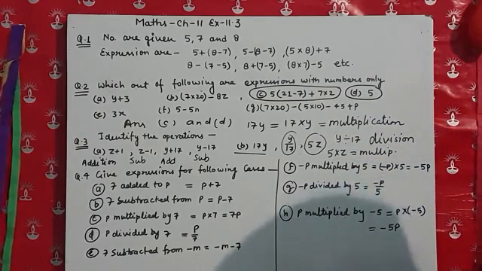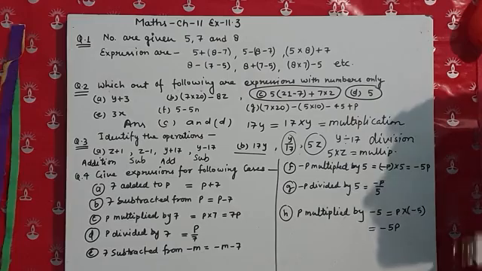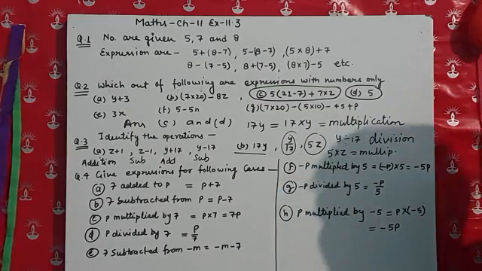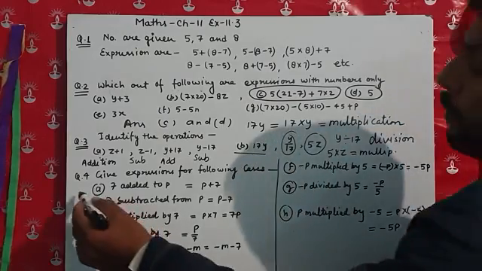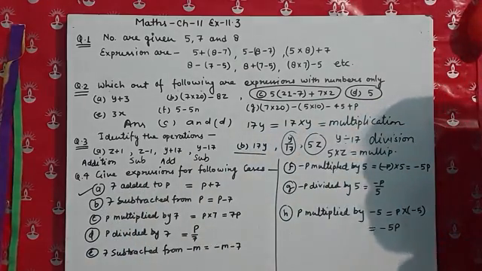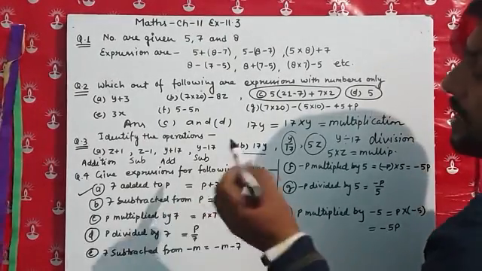Now guys, I'm going to the question number 4. In this question number 4, the question is saying give the expressions for the following cases. So here some cases are given and using these statements we have to write down the expression. In the first part, the question is saying 7 added to P. 7 added to P means we have to find the sum of both. So P plus 7, because 7 is added to P. So first we will write down P, then we will add 7.